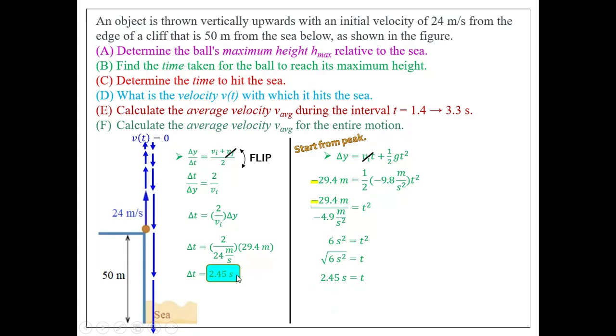So there you go. You've seen 3 different strategies now, which allow you to find t on the way up to be 2.45 seconds. Watch my cursor. The time up is 2.45. Therefore, the time coming back down to the same spot must also be the same 2.45 seconds. So you can start anywhere you want. Just be consistent with the values that you apply in these kinematics equations.